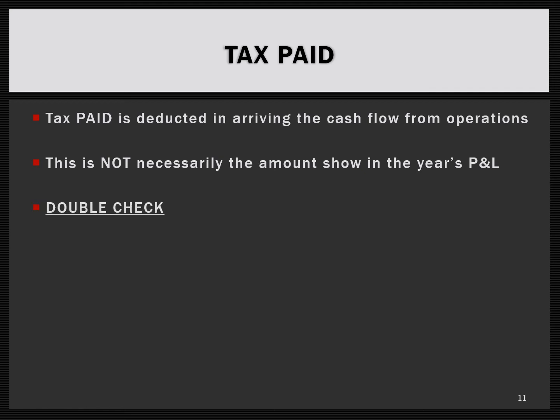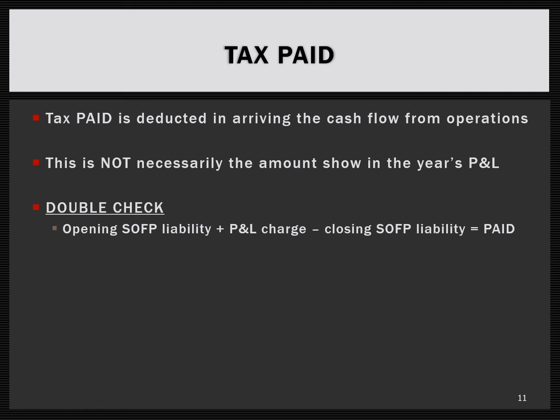And so it will often be the opening tax liability in last year's balance sheet that will be the correct figure, but you should double check that and carry out this calculation. Take the opening creditor, add on the charge to the profit and loss for the year, and deduct the closing liability from the current year's balance sheet. That will give you the amount paid figure, and very often it will equal the opening liability, but it's worth double checking that.